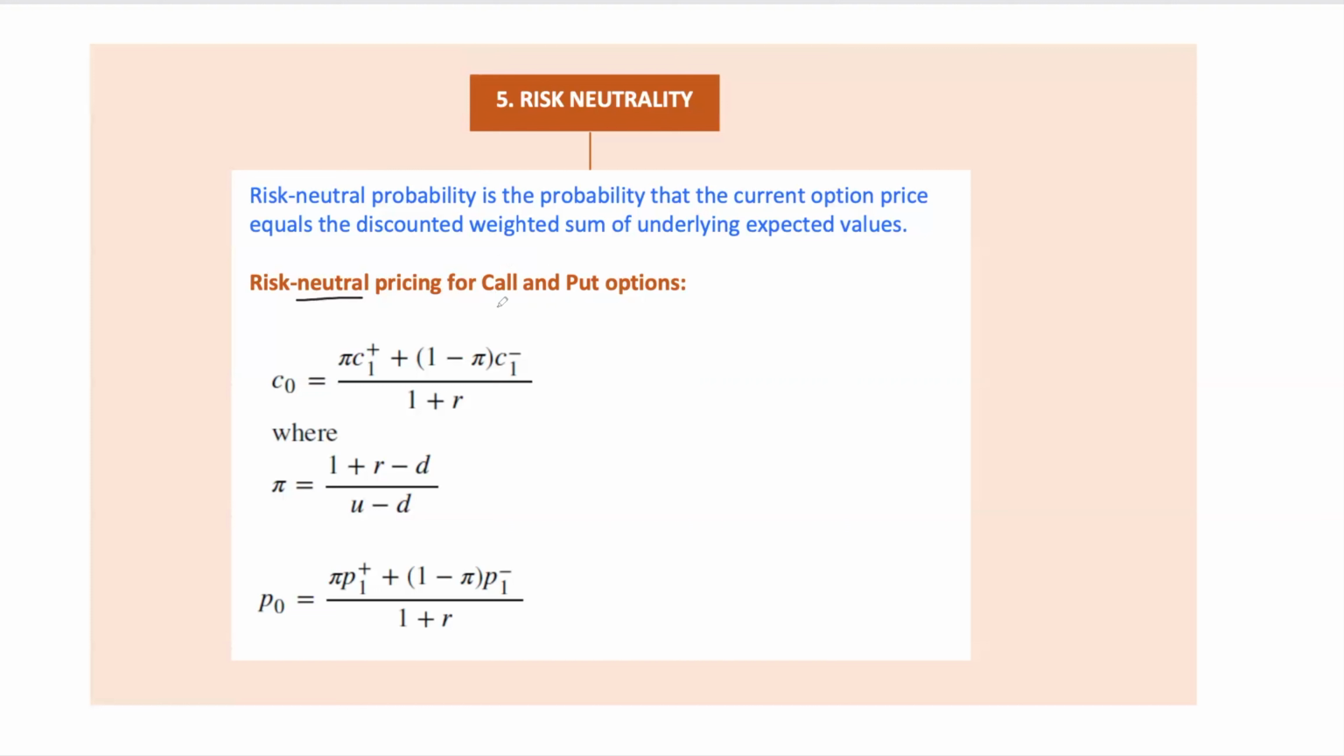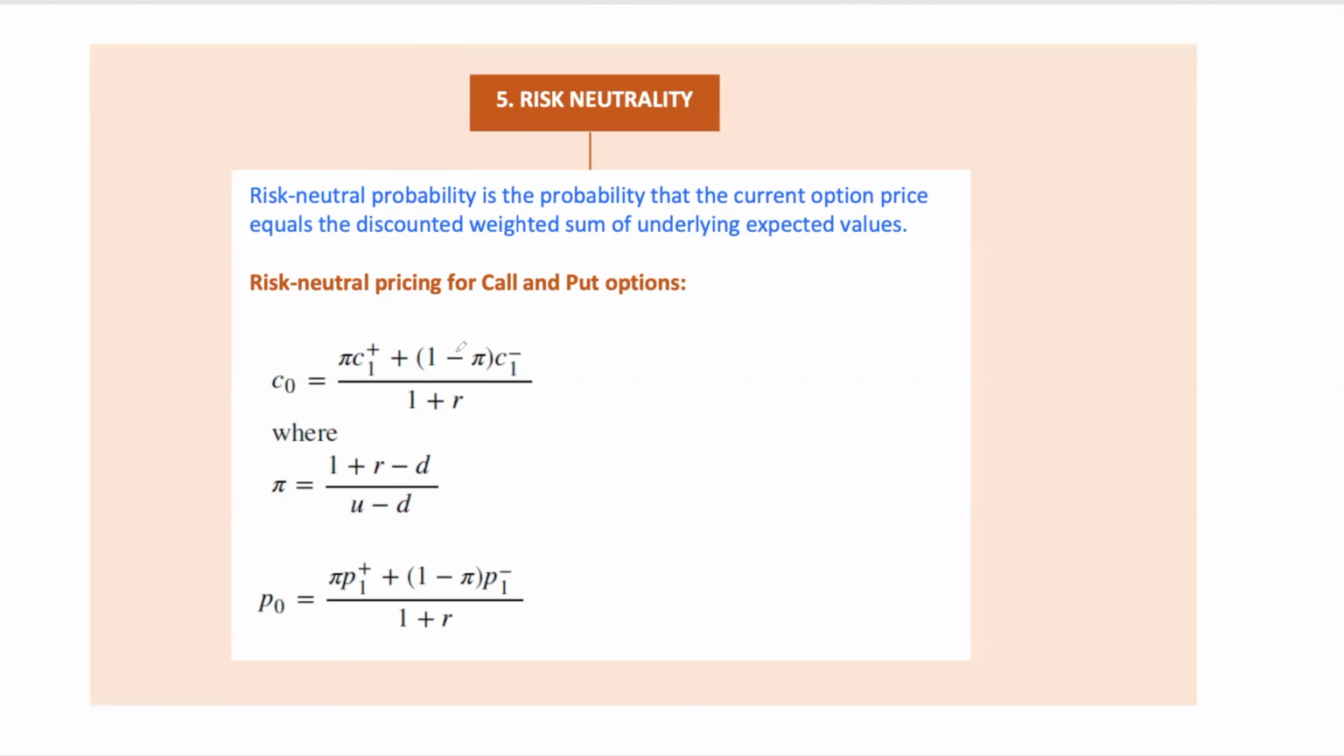In practice, this means we calculate a risk-neutral probability. If we assume the price of an option is simply the discounted expected value under these probabilities, we can solve for the risk-neutral probability denoted by pi in such a way that there's no free lunch for arbitrageurs.